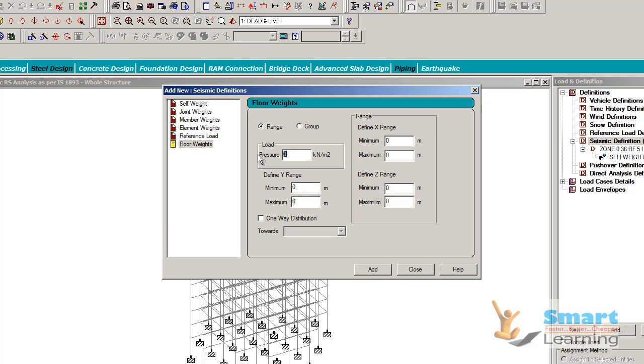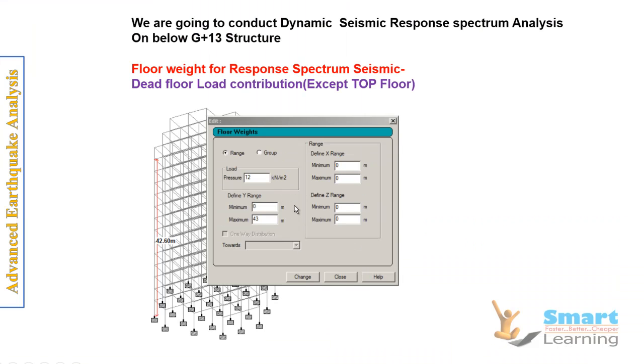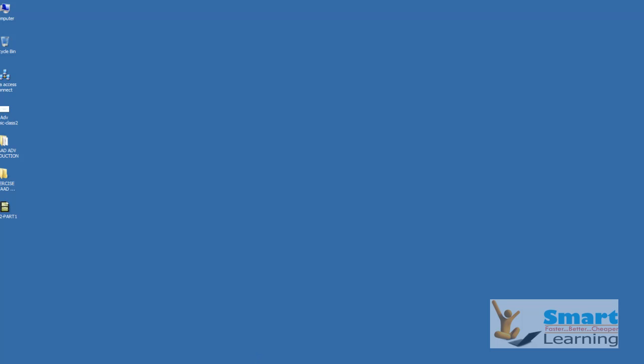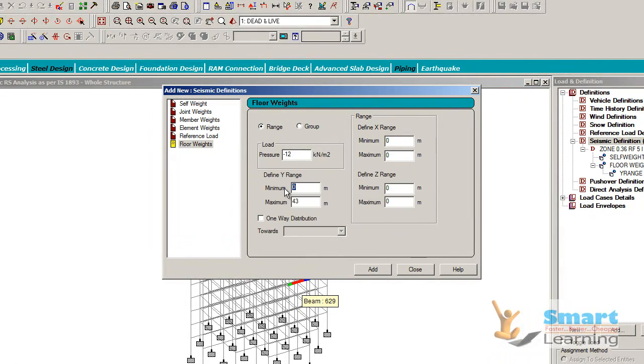So this will be -12, the range is 0 to 43, and you can add this. Just like that, for the top floor, for the dead load contribution for calculating the response factor on seismic weight, you are going to take 43.5, which is above this, and 46 is the top range. This is 45.8, so we are taking a higher value so that it will pick. So 43.5 to 46, and this will be 10, which we are going to add.